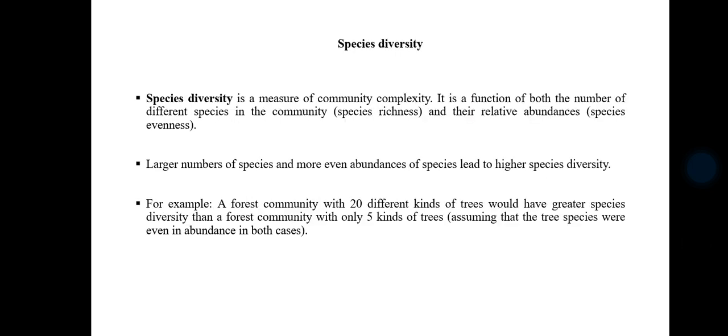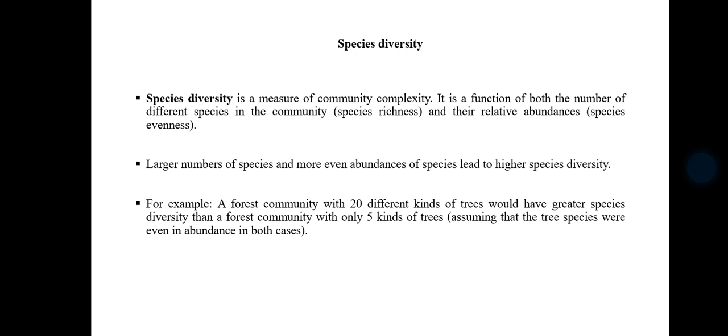Species diversity is a measure of community complexity. It is a function of both the number of different species in the community, species richness, and their relative abundances, species evenness. A larger number of species and more even abundances of species lead to higher species diversity.